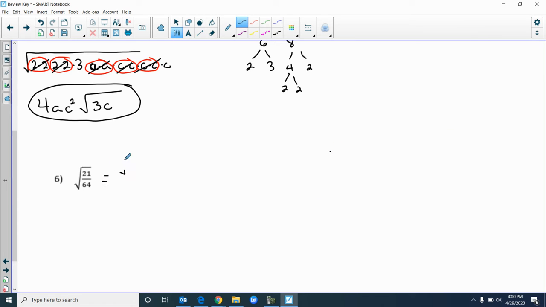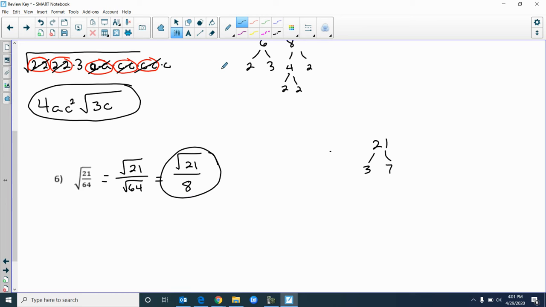So what we can do is just jump right in here. Square root of 21 over square root of 64. Square root of 21 is nothing because 21 is just 3 times 7. It doesn't simplify. You got to leave that. Square root of 64 is 8. Remember, you cannot leave a radical in the denominator. So that gives us square root of 21 over 8. Done with that one.